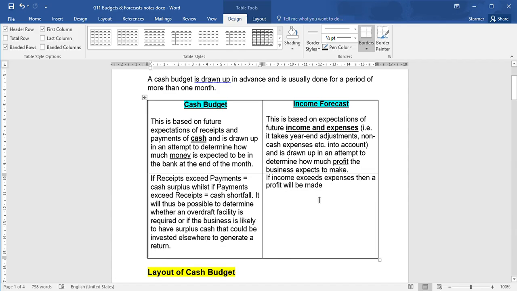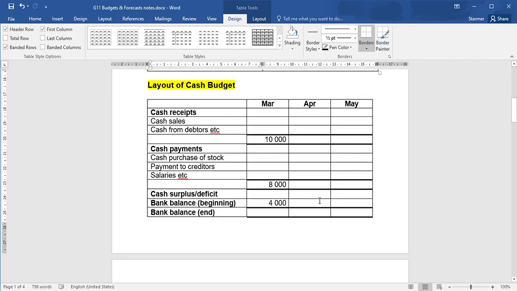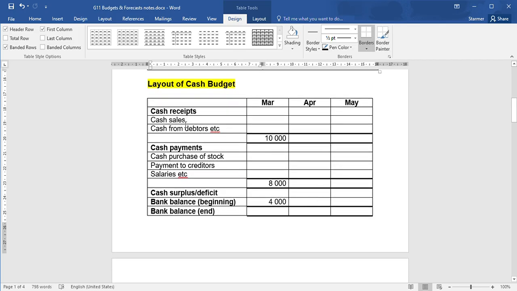Right, let's move on now to the layout of the cash budget. You'll see you have a section here for all your cash receipts, like cash sales, cash from debtors, rent income, etc. You then have a section for all your cash payments, cash purchase of stock, payment to creditors, salaries, and so on. And that will give you either cash surplus or deficit. You're given a bank balance at the beginning of the month and your predicted bank balance at the end of the month. And I said to you, you're going to do this for more than 1 month. So let's just see how we work out this bottom now.